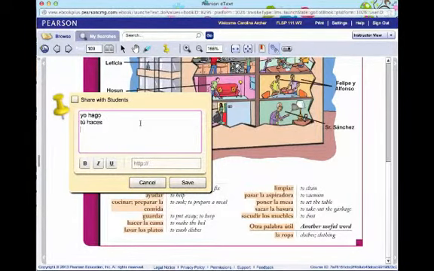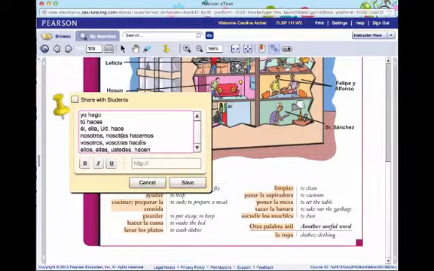Tú haces, él, ella, usted hace, nosotros o nosotras hacemos, vosotros o vosotras hacéis, ellos, ellas, ustedes hacen. Okay? So the only irregularity in hacer is in the yo form. Yo hago. And the rest are conjugated in the regular way.